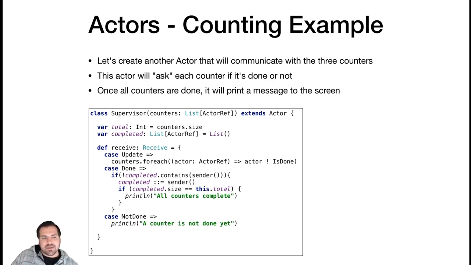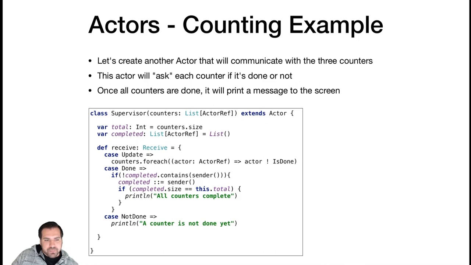and then when this supervisor is told to update, when it receives a message of type update, it's going to send the is done message to all of the actors in that list that was given to its constructor. So it can communicate to all of those actors. It's going to send the is done, and then it's either going to receive done or not done from each of those. If it receives not done, we're just going to print to the screen that it's not done yet. If we receive done, and that actor ref has not already told us that it's done, we're going to add it to the completed list, kind of like exploring nodes in a graph. Similar to that, we're going to say, okay, this one's done. Let's remember that it's done, and then increment.